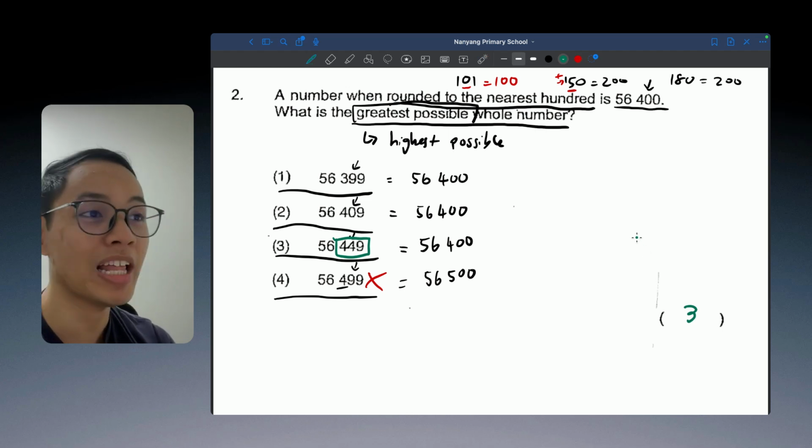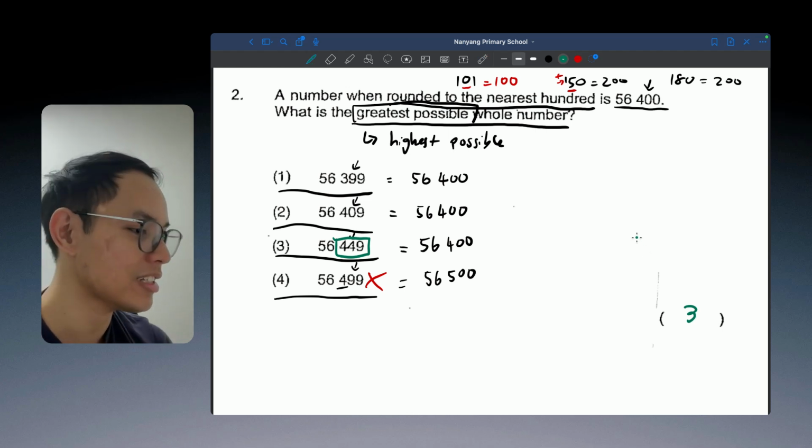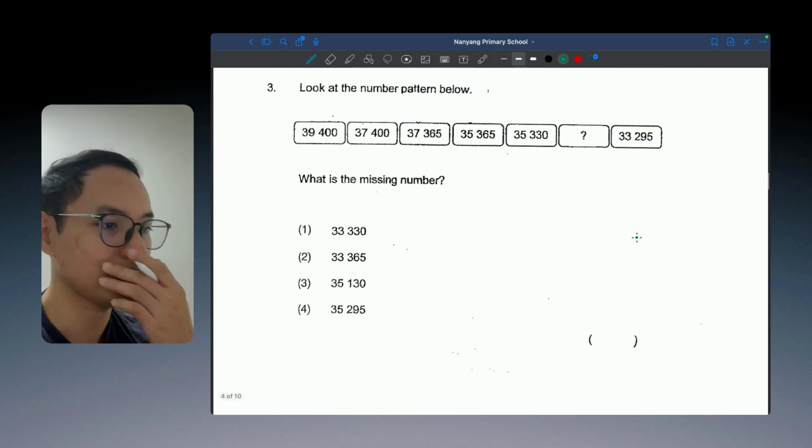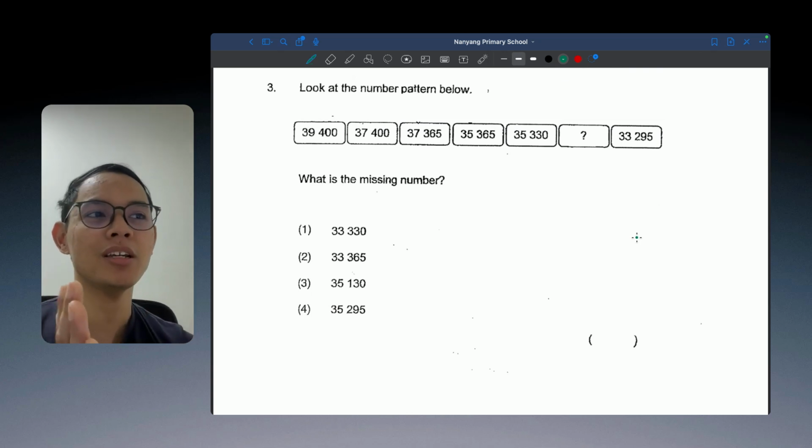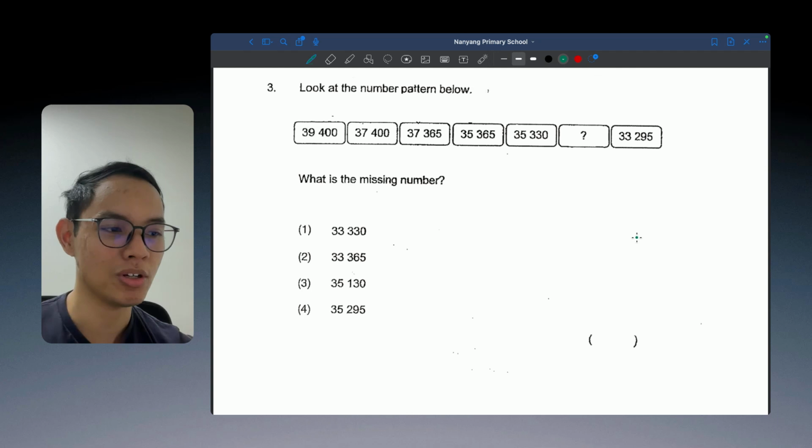All right, if you got this correct, congratulations. Let's move on to the next question. You can pause this video to try this on your own. This one is a little bit tricky, but you should be able to solve it.